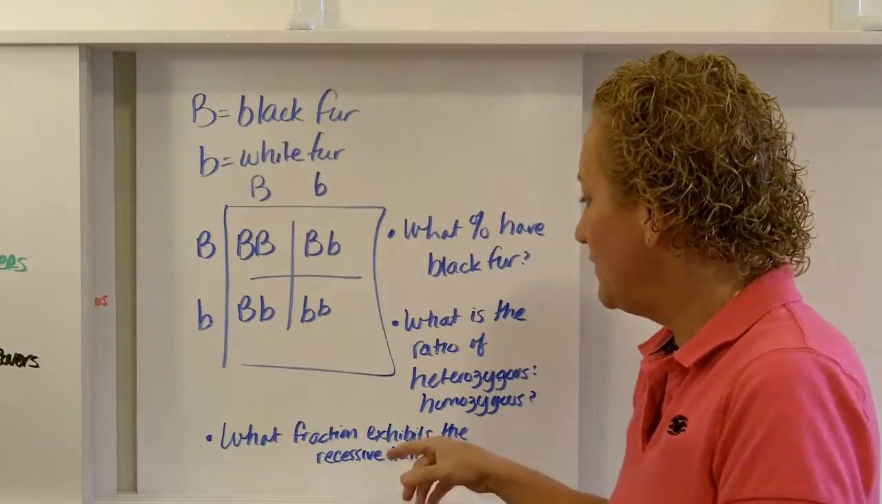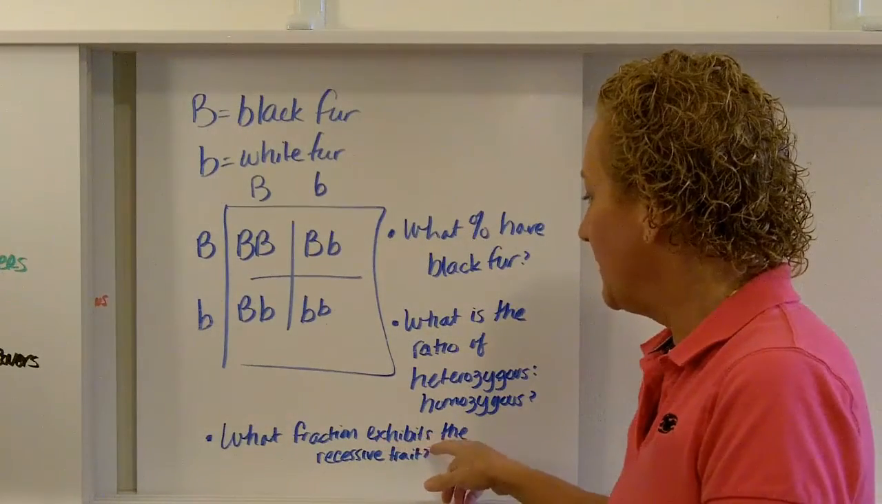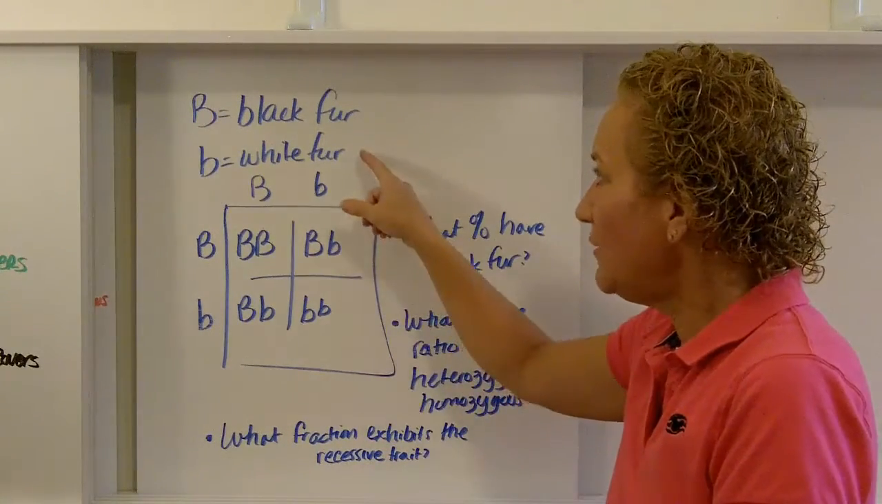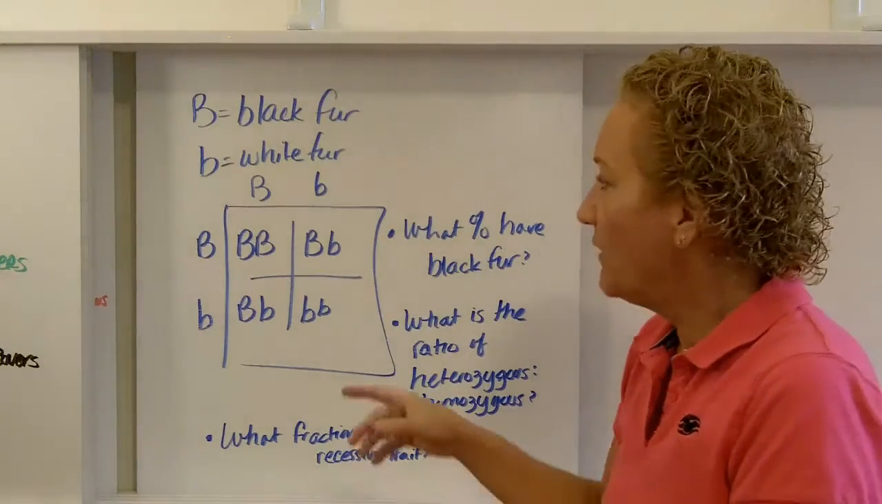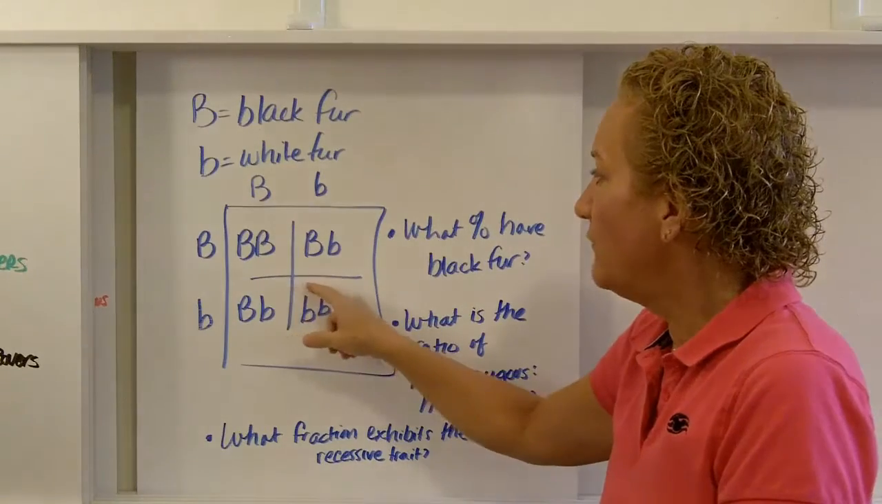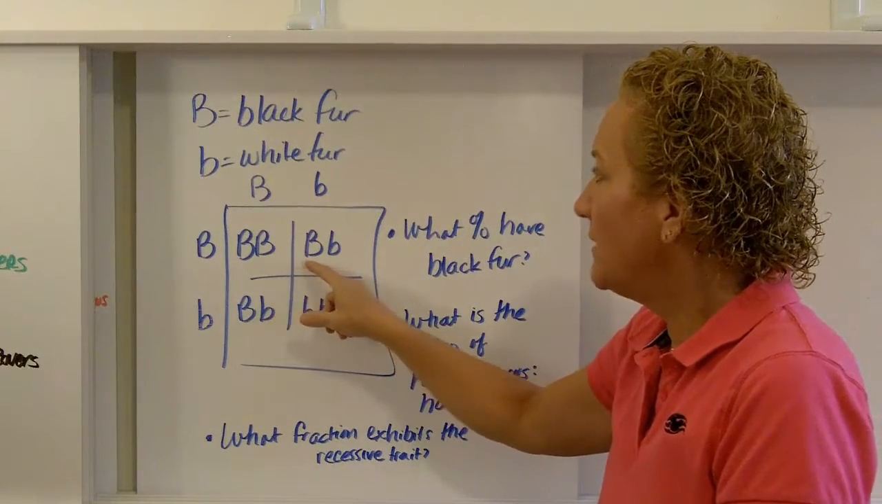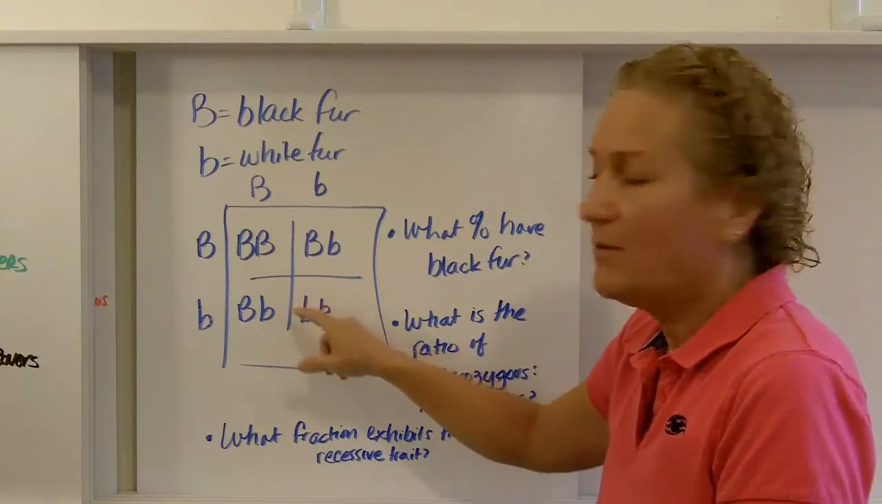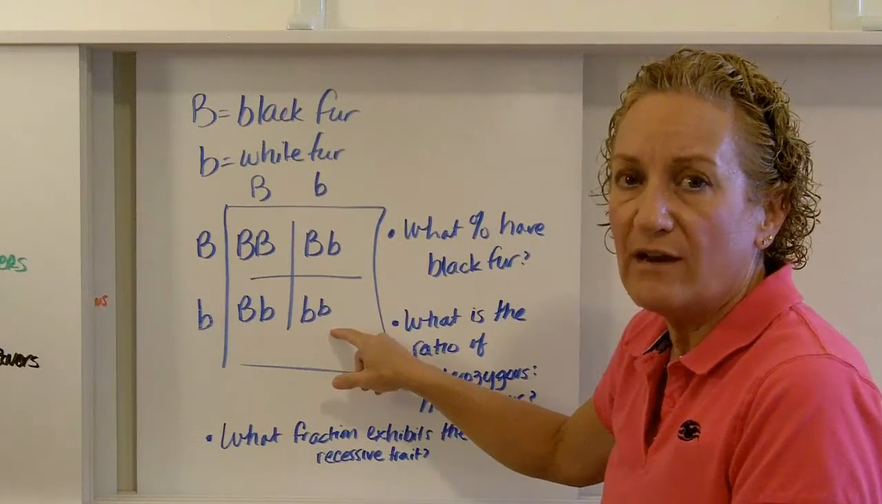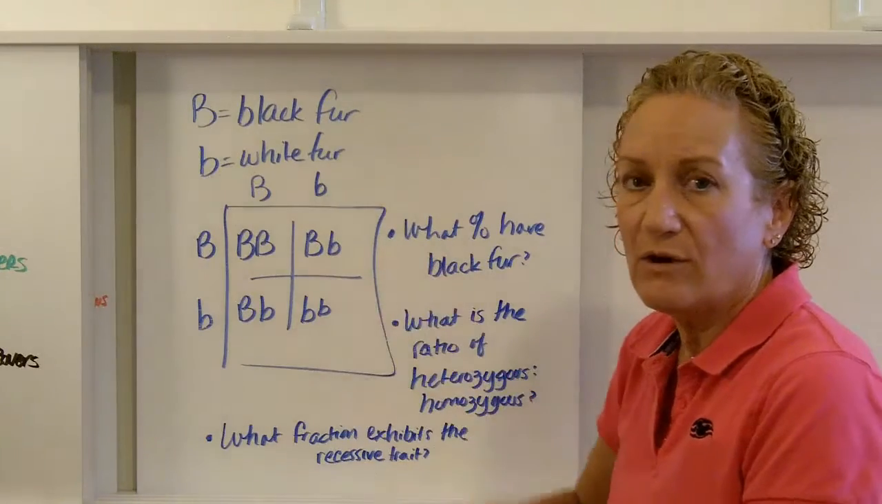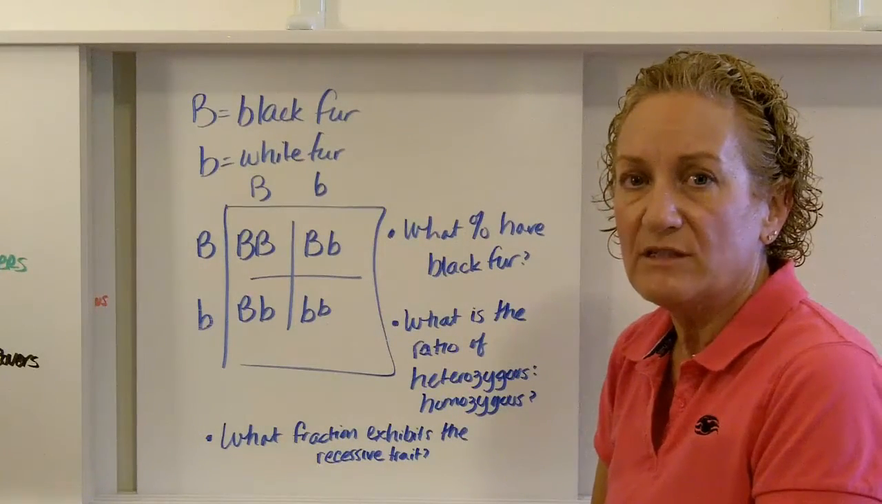And the final question, what fraction exhibits the recessive trait? The recessive trait is white fur. It's lowercase, lowercase. What fraction? So I have 1, 2, 3, 4. That doesn't exhibit it. That doesn't exhibit it. That one doesn't. Quadrant 4 does. So 1/4, 1 out of 4, 1/4 is the fraction that exhibits the recessive trait.